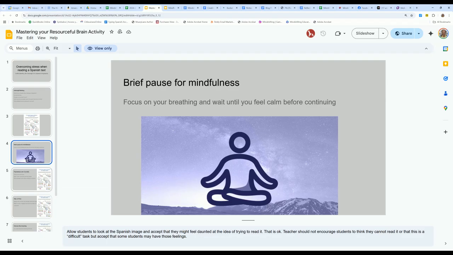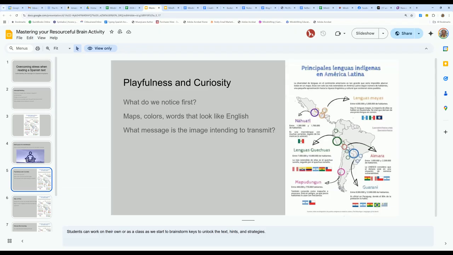So then next slide. This was in some of the slides in maybe session 4, the playfulness and curiosity idea, where this might be a challenging image to look at, but could you approach it in a way that's maybe more fun? Like, hey, what do the orange circles mean? How do you think that word, Nahuatl, is pronounced? It looks kind of funny. Why does it have these strange letters? And so then if the kids are in more of a playful mindset, they might notice things like colors, the maps, words that look like English, and start individually or in small groups, start deciphering some of the information. All right, next slide.